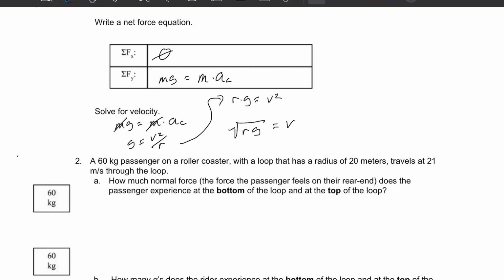A 60 kilogram passenger on a roller coaster with a loop radius of 20 meters travels 21 meters per second through the loop. So we've got mass of 60, we have a radius of 20, we have a velocity of 21. How much normal force does the passenger experience at the bottom and at the top? So we're going to do top and bottom for this passenger, and we're looking for force normal.